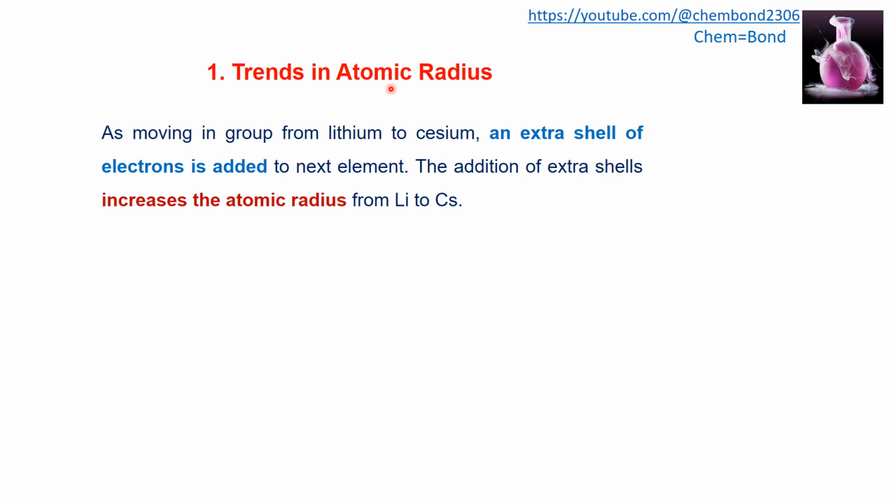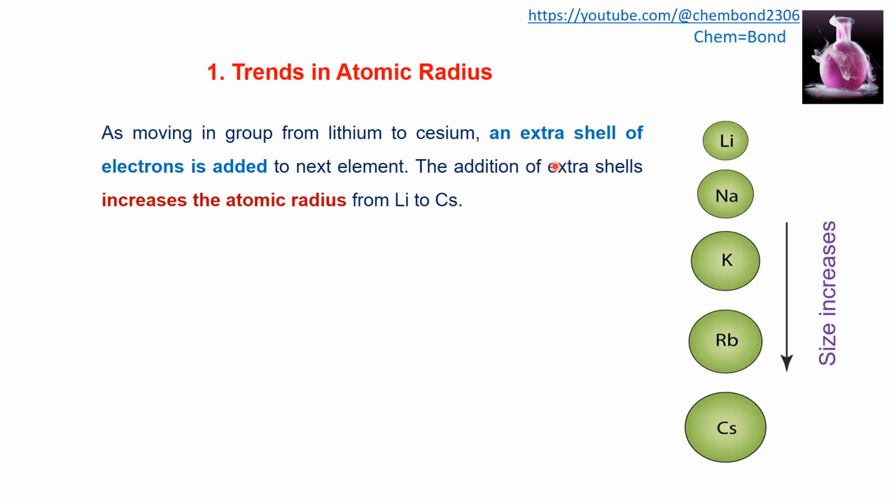Trend in atomic radius. Moving down the group from lithium to cesium, an extra shell of electrons is added to the next element. So lithium will have 2 shells, sodium will have 3, potassium 4, rubidium 5, and cesium will have 6 shells. So the addition of an extra shell to the next element down the group will increase its size from lithium to cesium.